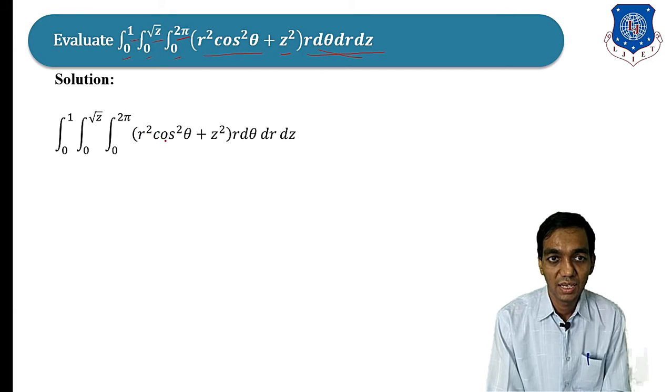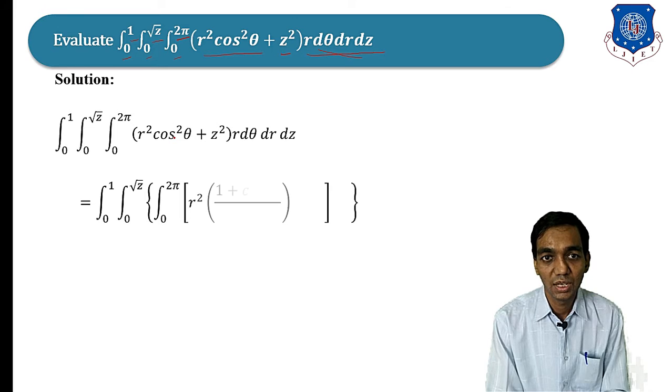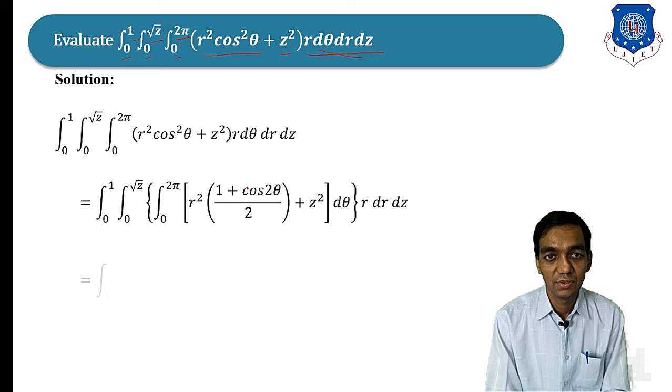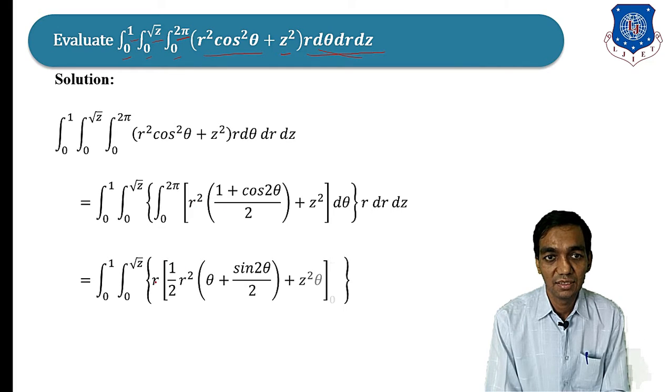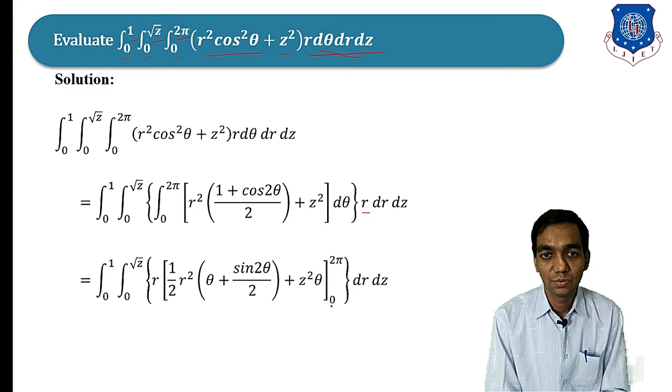Now, the first integration is with respect to theta. Cos square is not directly integrable, so we write cos square as (1 plus cos 2 theta) by 2. Now integrate with respect to theta, keeping r square and r as they are. So 1 integrates to theta, 1 by 2 common out, cos 2 theta integrates to sin 2 theta by 2, and z square integrates to z square theta. The limit is from 0 to 2 pi, correct?